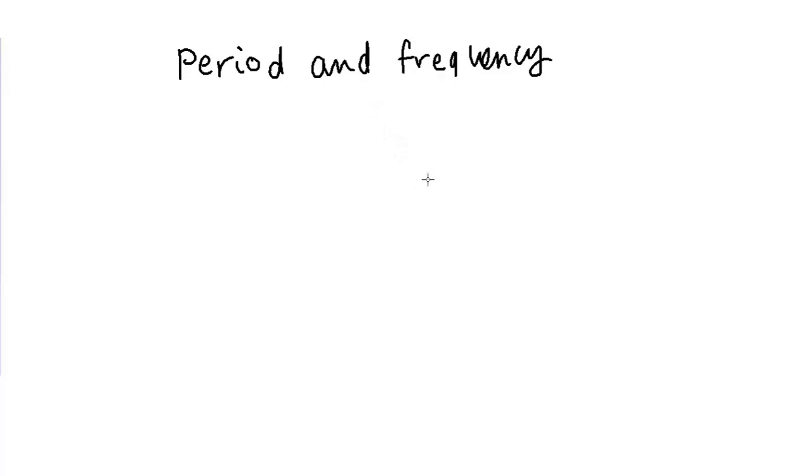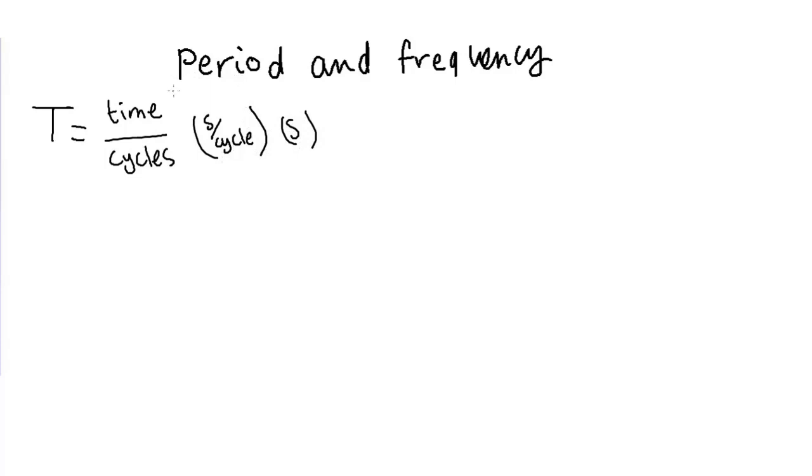Now there are some other terms that you need to know, and those are the period and the frequency. The period is the time it takes to complete one cycle. So if you have the total time and the number of cycles or rotations that the object will make, the total time divided by the number of cycles gives you the period. It's measured in seconds per cycle, or seconds. So if you divide the total time by the total number of cycles, you get the time it takes to make one complete cycle or one full rotation around the circle.